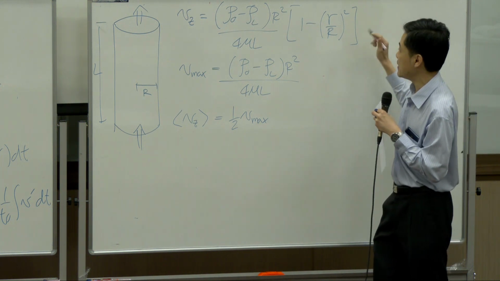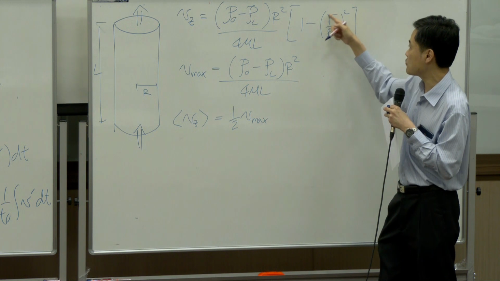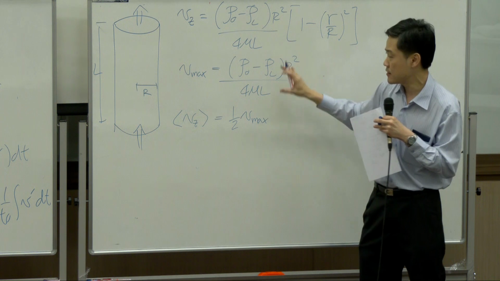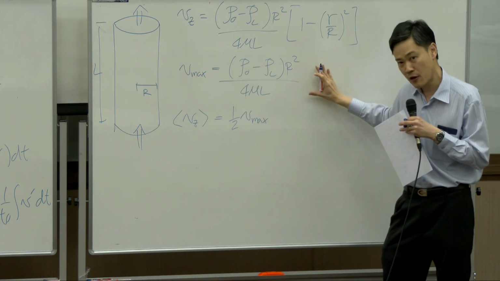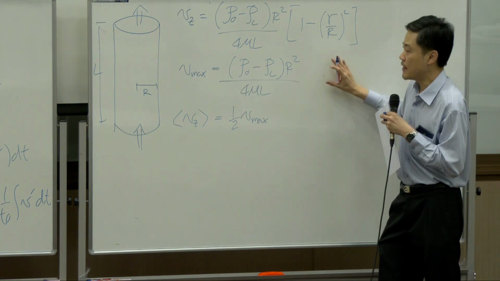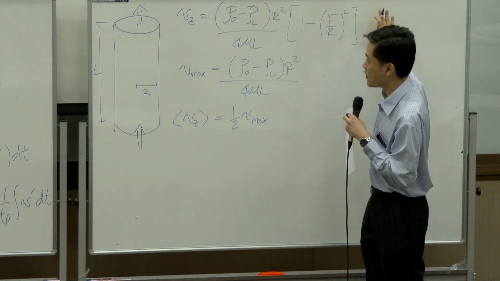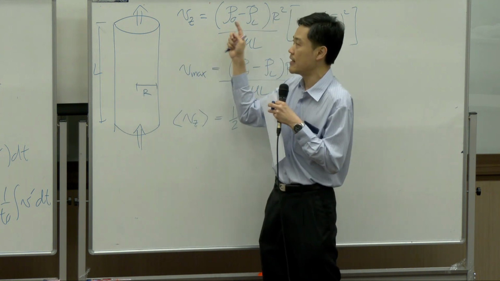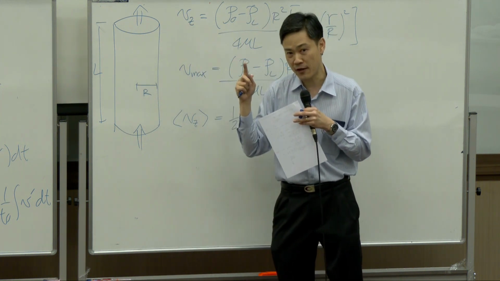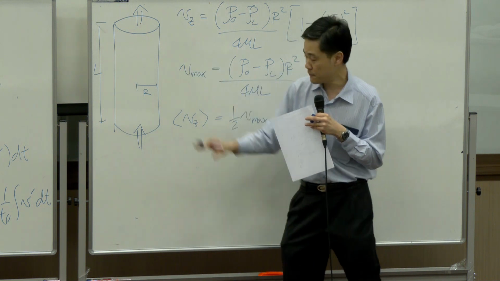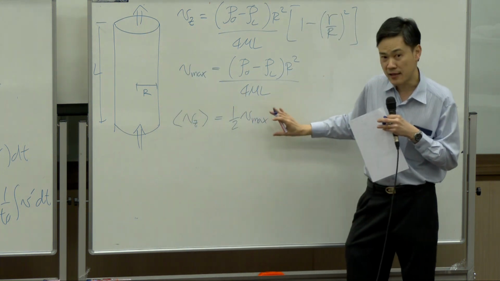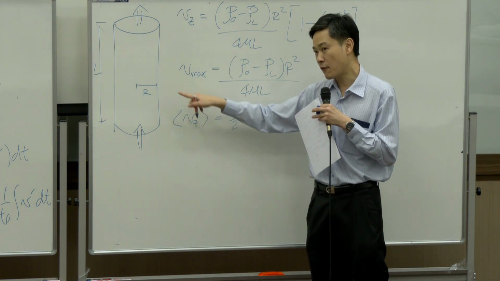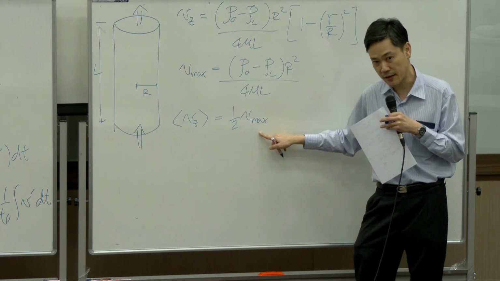From this, you see at the center, at r equal to 0, this term will be gone. The rest will be what we call maximum velocity. So maximum velocity can be found here. Okay? Then, if you take the average of this velocity, you integrate it across the cross-section area and divide by the area itself, you can get average velocity. And eventually, you see that the average velocity of the flow in the pipe is half of the maximum velocity.